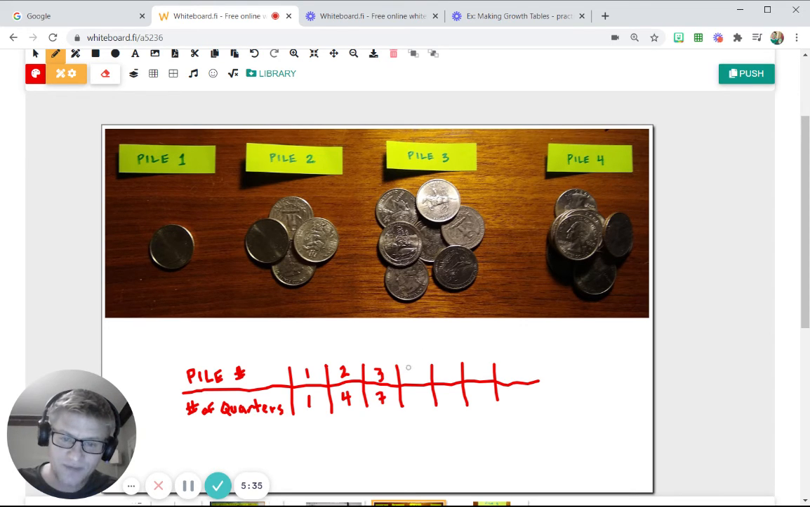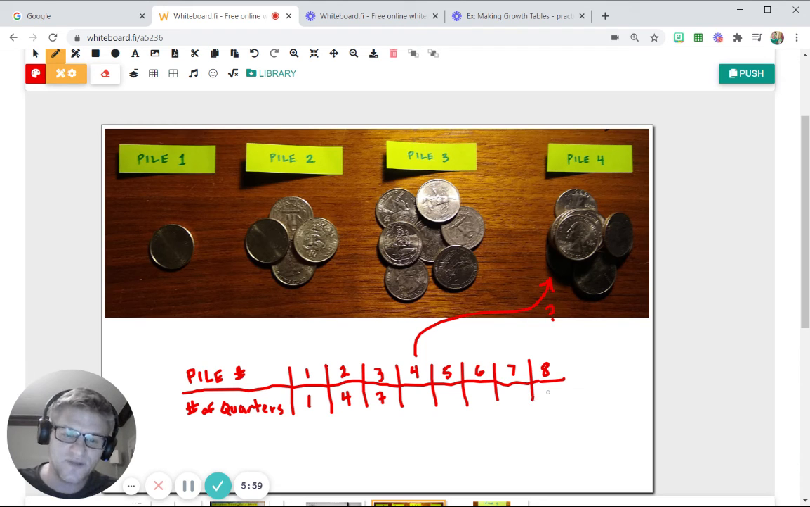So now I have to say, what's going to happen? What's my fourth pile? How many right here? That's this pile right there. How many are there? And that's my first question mark. And then from there, what's in pile 5? What's in pile 6? What's in pile 7? And what's in pile 8? Notice that the pile numbers go up consistently. So what's going to happen to our numbers of quarters? Will they go up consistently?